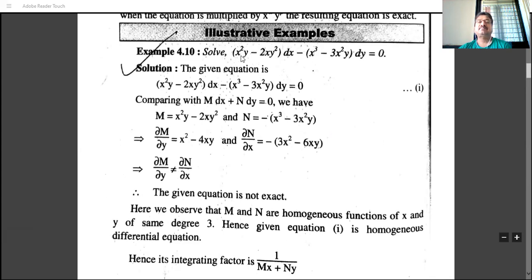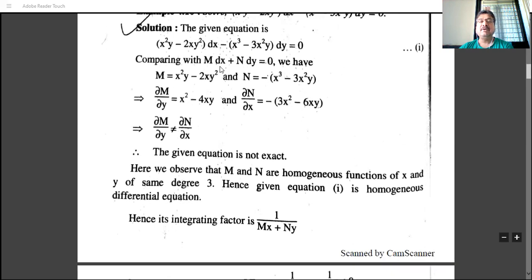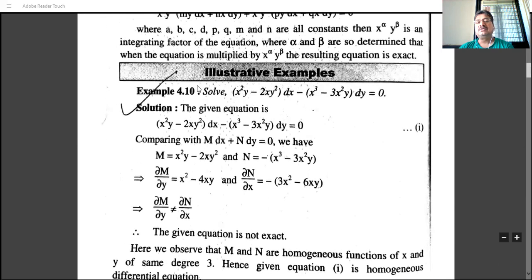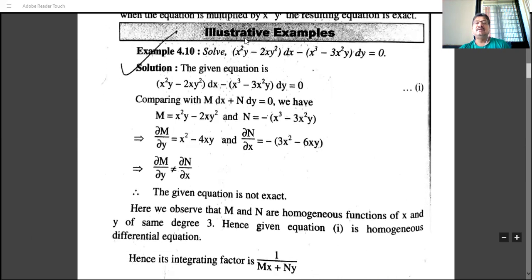So first problem: solve (x²y − 2xy²) dx − (x³ − 3x²y) dy = 0. So the given differential equation, compare with m dx plus n dy is equal to 0. Another way to pose the question is: find the integrating factor and hence solve. So the given equation is of the form m dx plus n dy, where m is x²y − 2xy², and n is −(x³ − 3x²y).